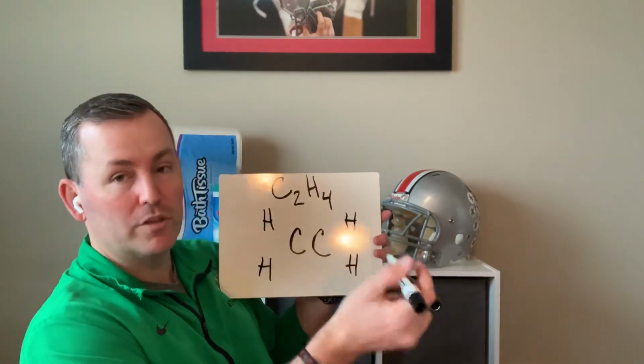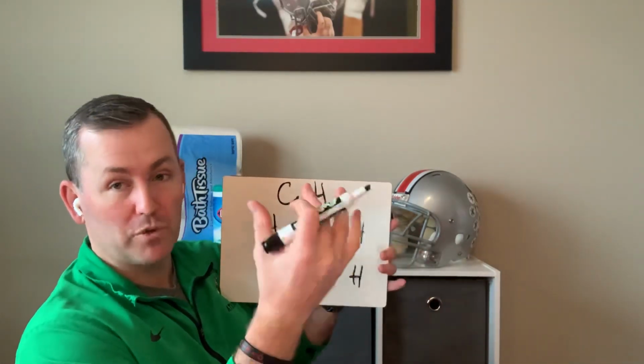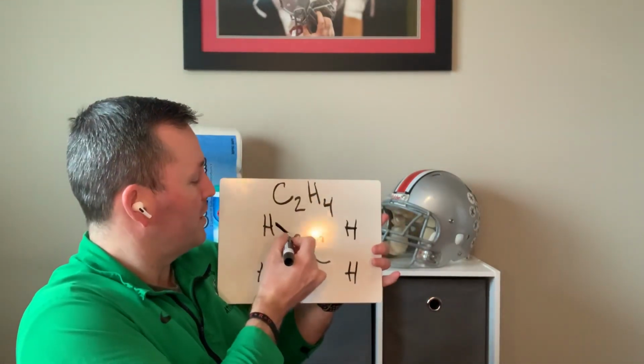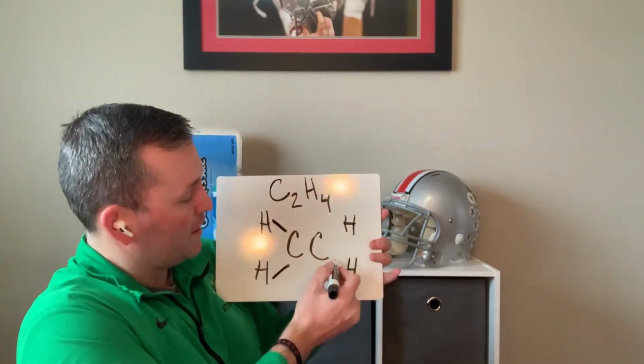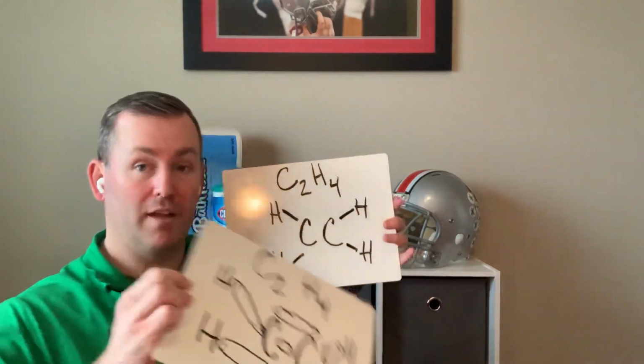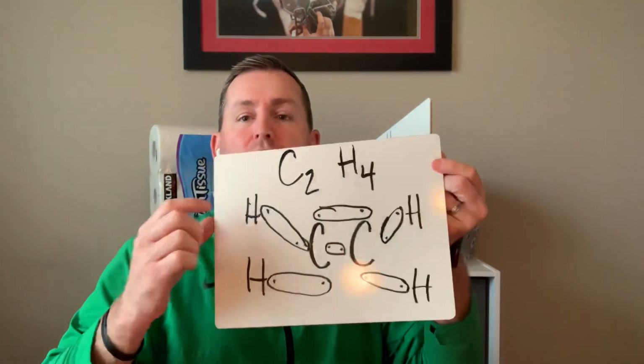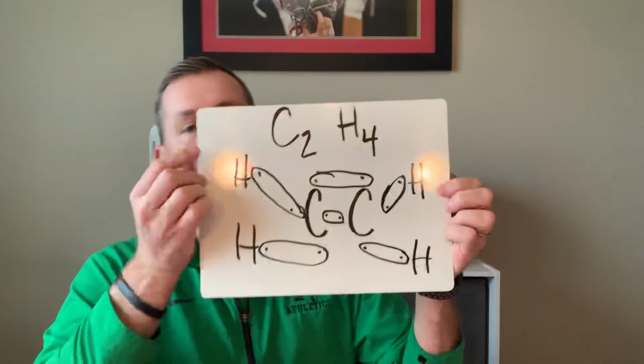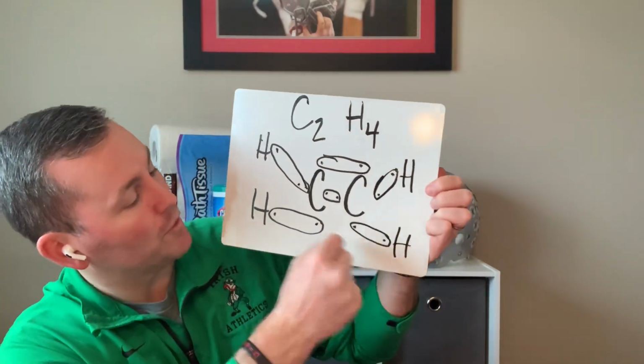And then all we need to do is draw our shared pairs. The line represents the shared pair. So I have a shared pair here, I have a shared pair here, I have a shared pair here, I have a shared pair here. Those 4 lines, okay, represent these 4 lines on the outside. Represents 1, 2, 3, 4.